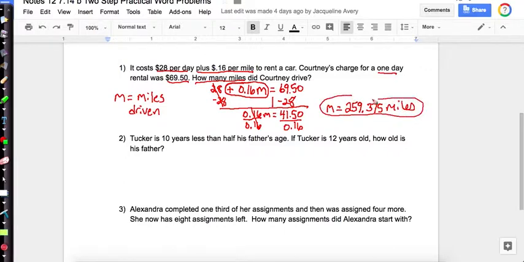When we do word problems, we always want to put a label on it. And our label will always be what the question is asking for. So say how many miles, so our label is miles.